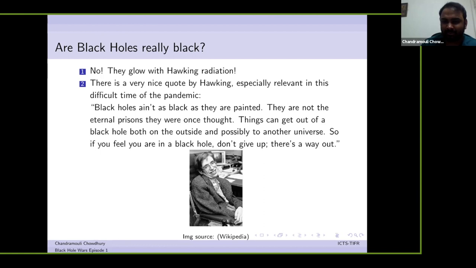I think in some lecture he gave, not too long ago, he said this wonderful quote: black holes aren't as black as they are painted. They're not the eternal prisons they were once thought to be. Things can get out of black holes, both to the outside and possibly to another universe. This is the Hawking radiation that we talked about, that he discovered back then. So if you ever feel like you're in a black hole, don't give up. There's a way out. And I think this is something he really has shown us how to do.